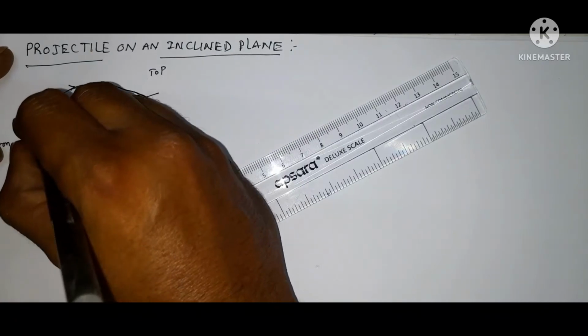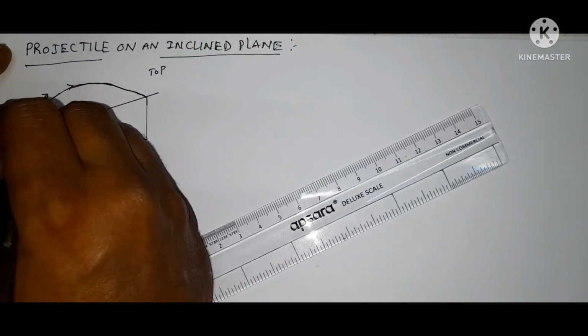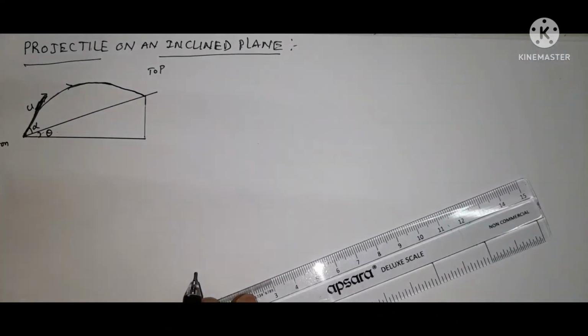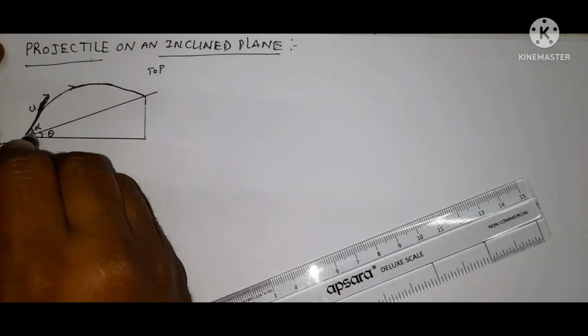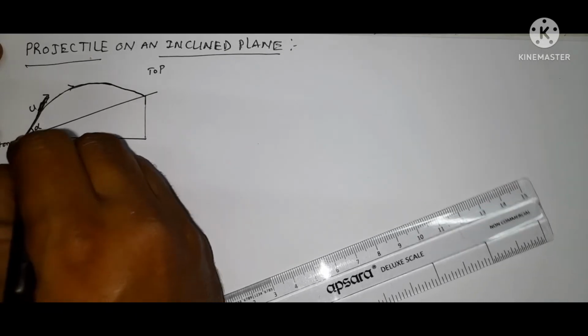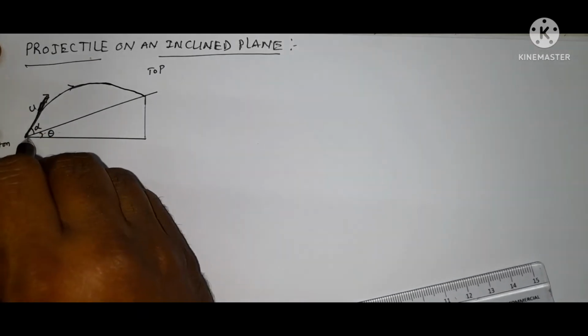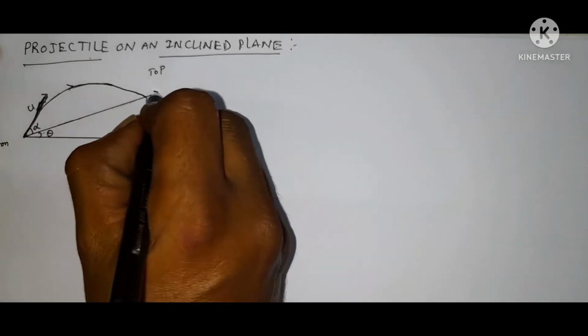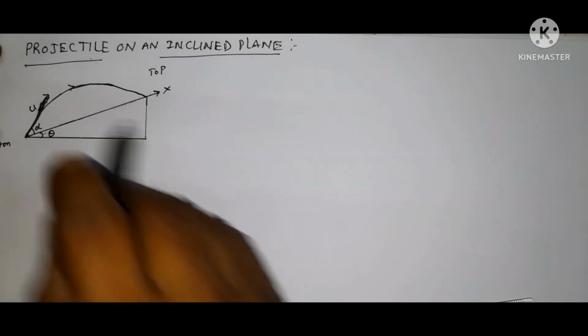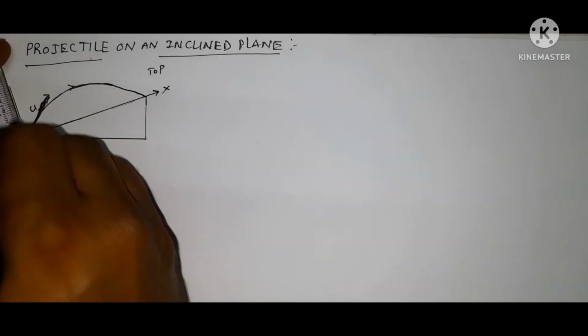Now this tangent gives the direction of the initial velocity. Let us say u is the initial velocity. This is the angle of projection. That means you can consider the inclined plane as the x-axis, and the normal to this will be considered as the y-axis.